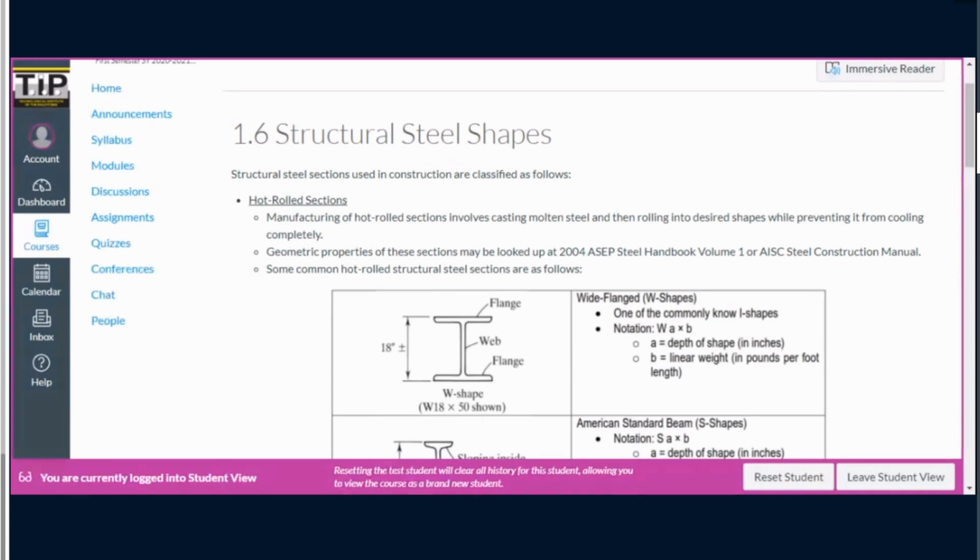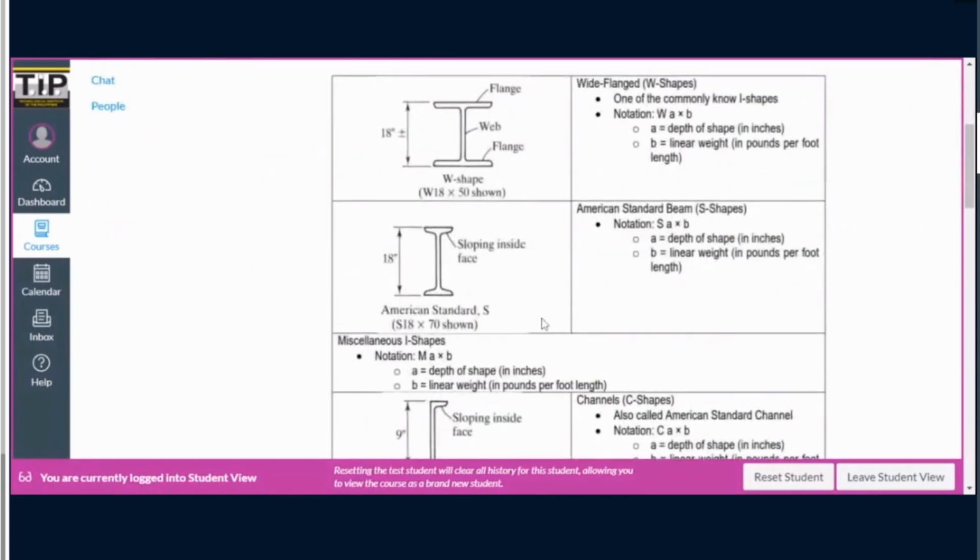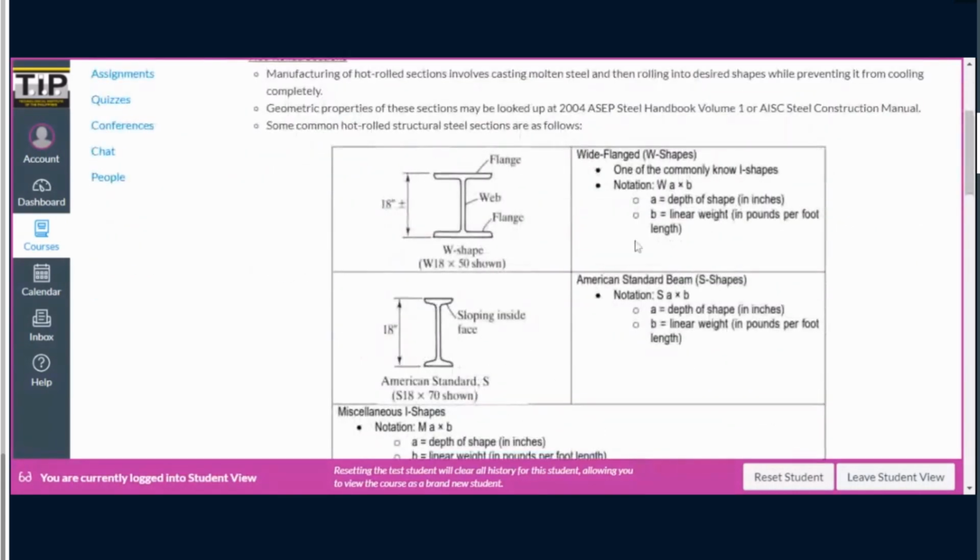So what are some of the hot rolled sections that we produce? The most common are what we call the I shapes. We call them I shapes precisely because they are shaped like the letter I. We have two different types: the wide flange sections and the American standard beam sections.